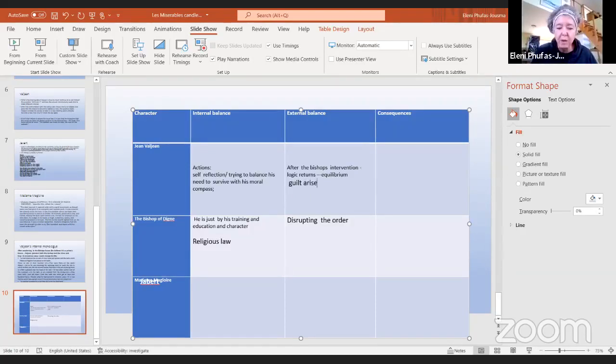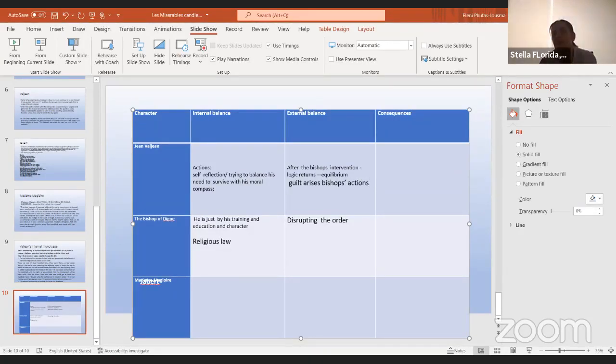Valjean's guilt arises out of the bishop's actions. Here's where I have a little bit of confusion. While I think the bishop is the catalyst, I think it sets what we're saying about internal and external balance with Jean. It sets him to be more balanced in society. Yet the bishop is disrupting the norm of society. Do you understand? By the bishop doing what he's doing, I believe he's creating a balance within Jean that's within the parameters we discussed.